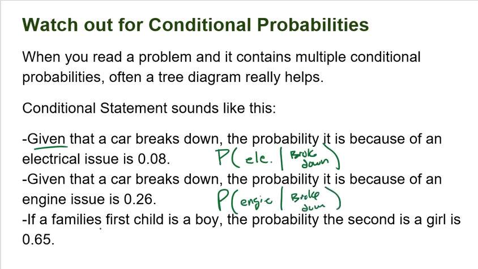A third example is if a family's first child is a boy, the probability the second is a girl is 65%. So again, we're finding the probability that the second child is a girl, but it said given that the first was a boy. And for some reason, I don't know why, apparently having a boy first makes you more likely to have a girl second. I don't think that's really true, but hey, you never know for a particular family. But again, you got to recognize when you read conditional sentences.